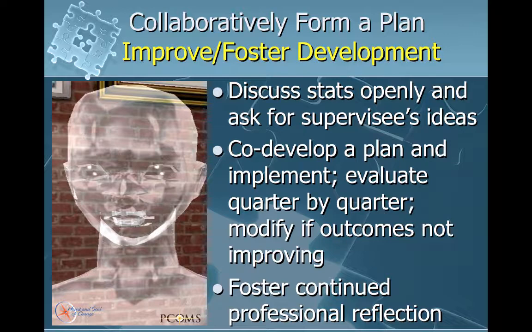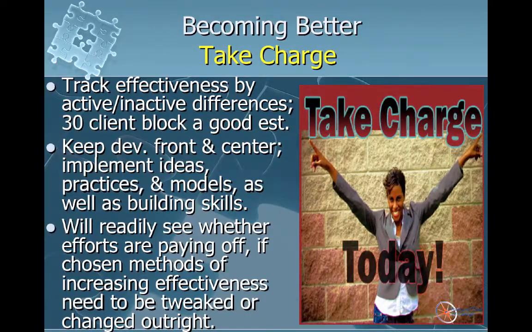So we're going to encourage them to develop a plan and evaluate whether their plan is actually improving their outcomes. And so 30 client blocks work very well for this. So, each 30 client block is a good way to look at whether you're improving over time. 30 closed clients over time. And they can readily see whether their efforts are working out for them, whether it's improving their outcomes.